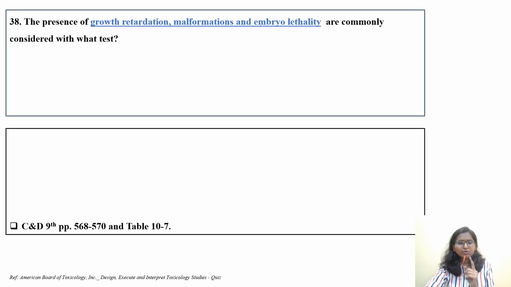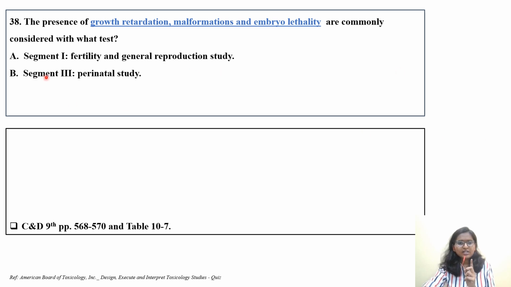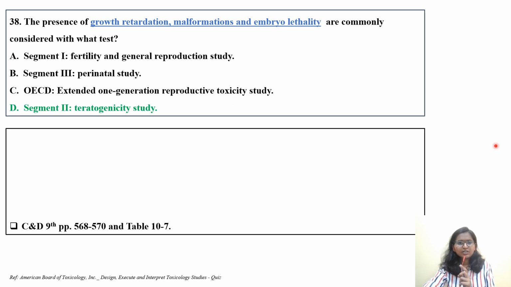The presence of growth retardation, malformations, embryo lethality are commonly considered with what test? Options are: segment 1 fertility and general reproductive study. Option B, segment 3 prenatal study. Option C, OECD guideline extended one generation reproductive toxicity study. Option D, segment 2 teratogenicity study. As you know, the right answer is in green. The right answer is answer D, segment 2 teratogenicity study.